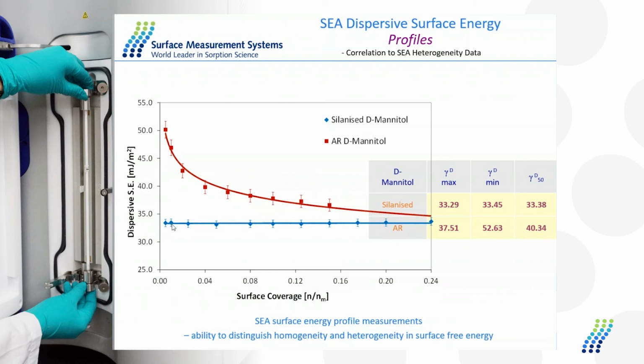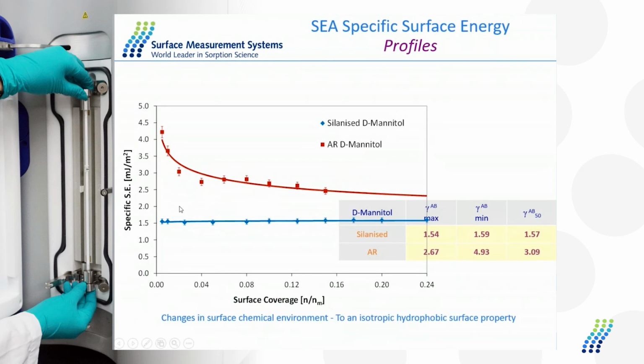And this is the same for the dispersive component of the surface energy and for the acid-base or specific component of the surface energy, where again, we go from an energetically heterogeneous surface to an energetically homogeneous surface. Nothing else has changed. Again, these are the same particle sizes, same surface areas. They haven't been milled, they haven't been mechanically treated. Just by surface coating the material, we can significantly change the surface energy. And this could lead to changes in powder flow or other bulk behavior.